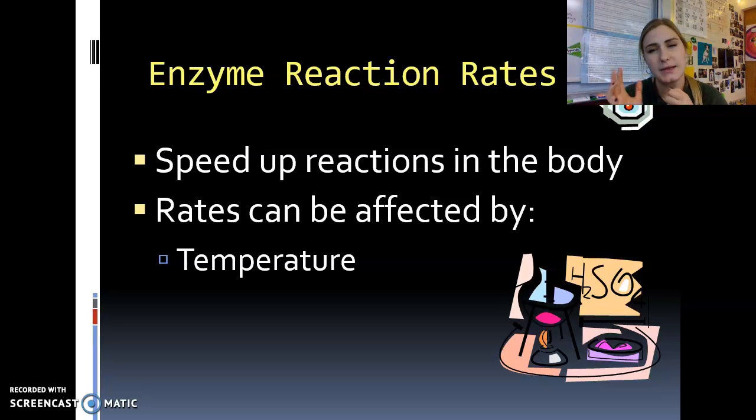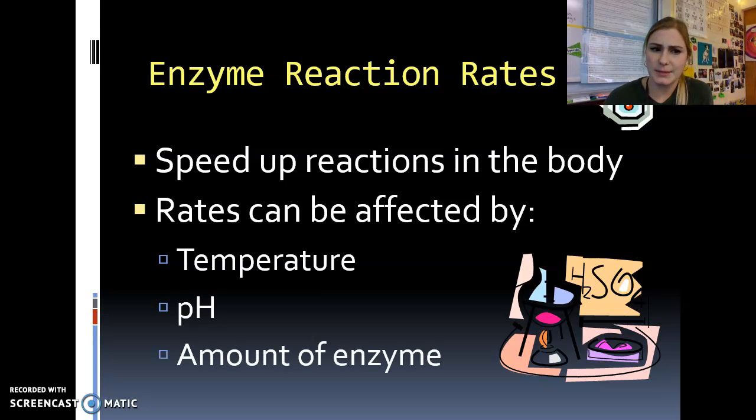Any lower and the enzymes will tend to slow down. And any hotter, especially at 113 degrees Fahrenheit, the enzymes will literally melt. And at 113 degrees Fahrenheit, you can die because those enzymes have all melted, which means that you can't get any fast reactions done in your body. pH, acids and bases can alter it, and how many enzymes you have.